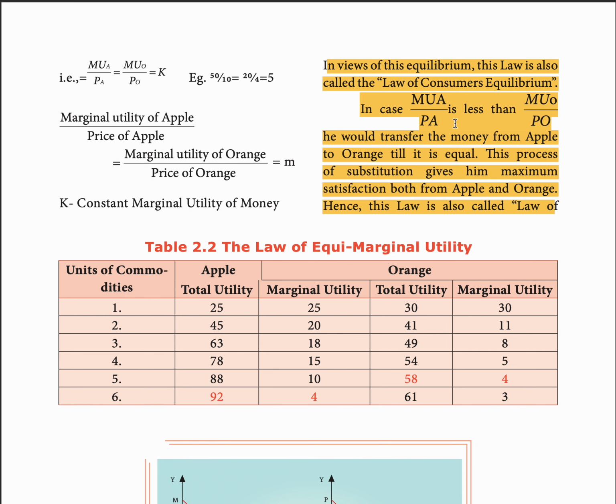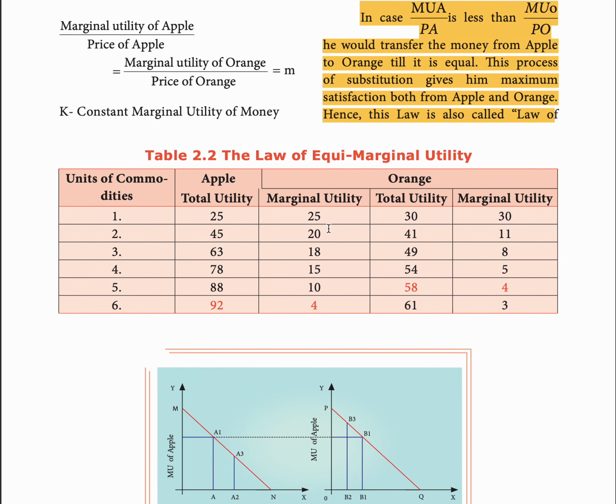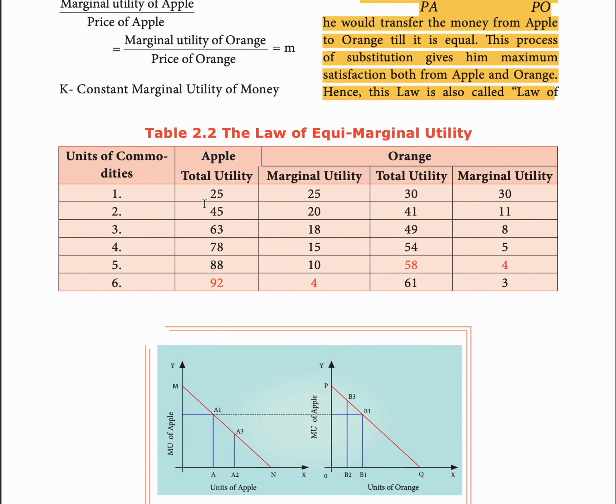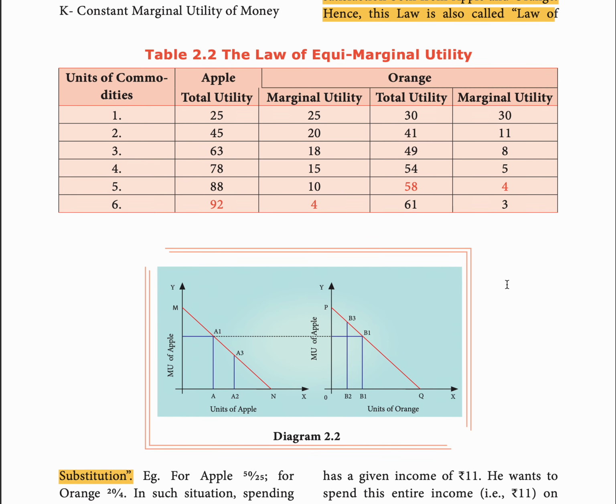In case MU upon P of apple is less than MU upon P of orange, he would transfer the money from apple to orange till it is equal. So if one side of the equation is greater, then the money will be transferred to the other side to make them equal. If we understand with the table, there are six commodities, right? Total utility of apple is increasing, marginal utility of apple is decreasing, total utility of orange is increasing, marginal utility of orange is decreasing, right?